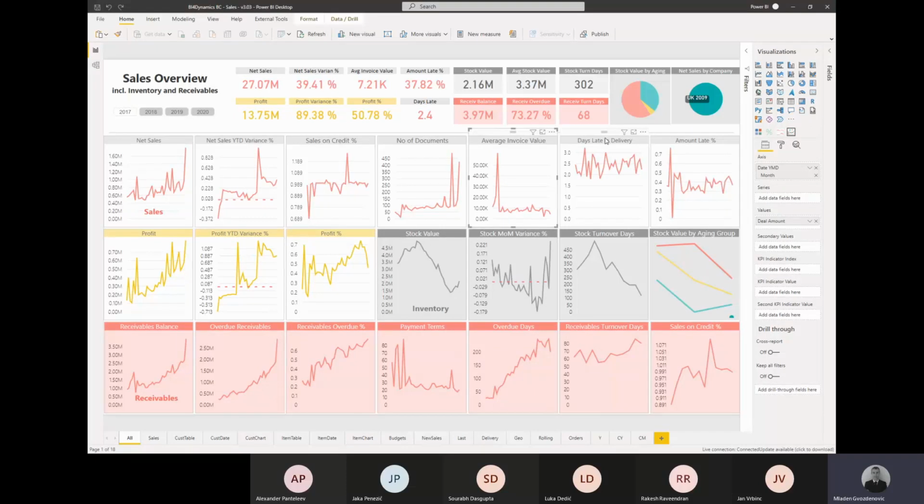Now we have delivery information. This is information when we deliver it to our customer. Are we late? What is the amount late when we are delivering? I'll just explain this right now.